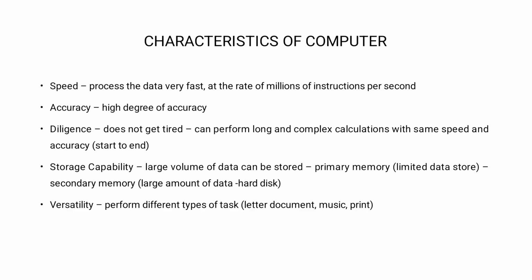Fourth one, storage capability. A large volume of data can be stored. The storage capability is divided into two parts, that is primary memory and secondary memory. In primary memory, only limited data can be stored. In secondary memory, a large amount of data can be stored, for example the hard disk. Fifth, versatility. It performs different types of tasks, that is letters, documents, music, printing, etc.